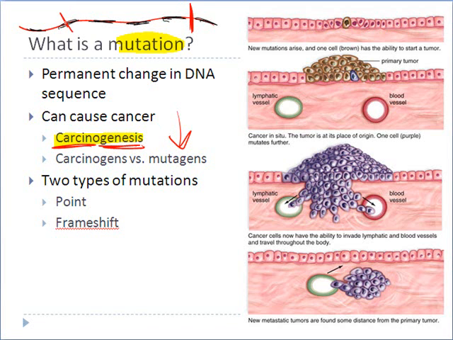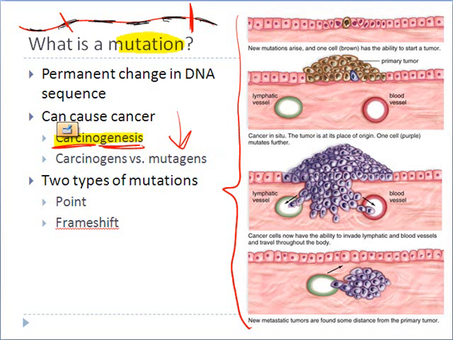Now, there are two different types of mutations. There are what are called point mutations, and there are what are called frame shift mutations. So let's go ahead and take a look at these. By the way, this picture off to the side here is just showing you how cancer might progress. We are going to talk more about cancer in another lecture, and we will return to the topic of cancer, albeit briefly.